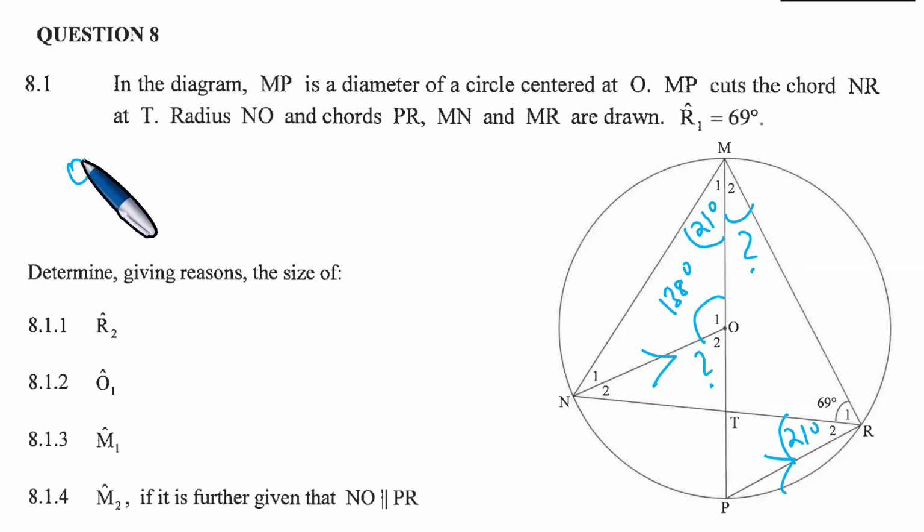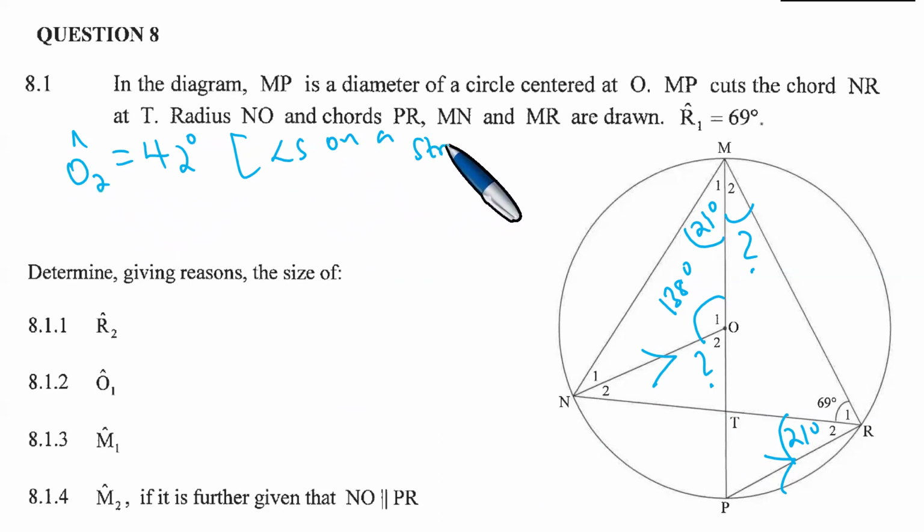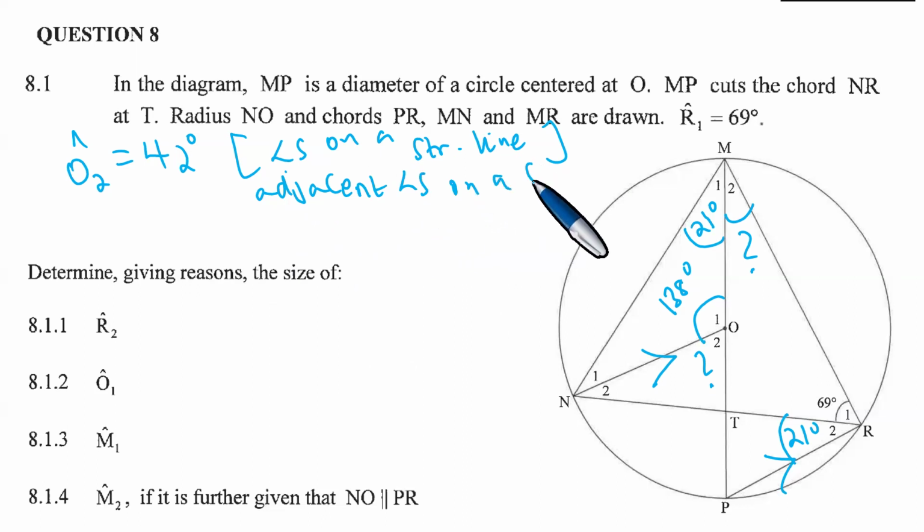What is the size of the angle O2? It was 42 degrees. Well done, 42 degrees. And why is it 42 degrees? Adjacent angles in a straight line. Yes, it is angles on a straight line. You can say adjacent angles on a straight line, yeah? And then now you have that, therefore this O2 is 42 degrees.